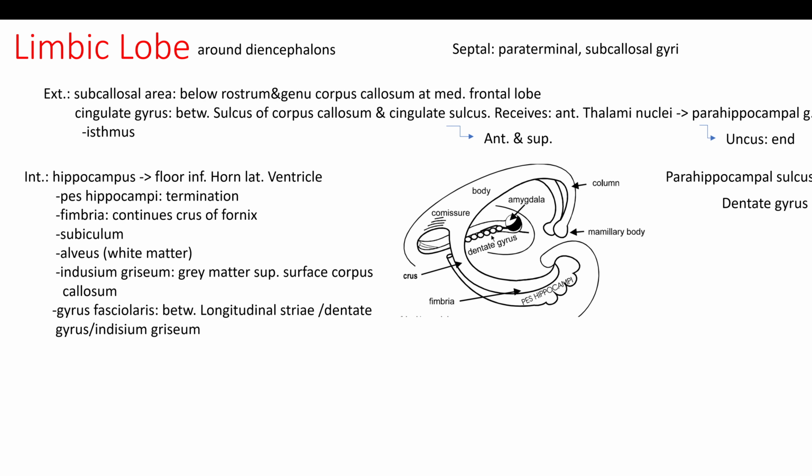Then there is the parahippocampal gyrus, with its termination being the uncus. And the parahippocampal sulcus is located between the parahippocampal gyrus and dentate gyrus, with a septal region including the paraterminal and subcallosal gyrus and the nuclei, dorsal, lateral and medial septi.